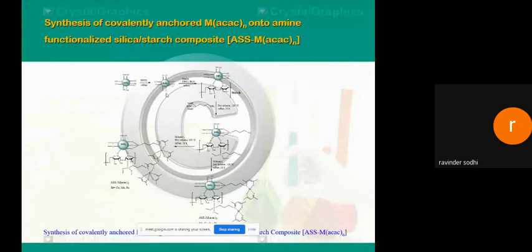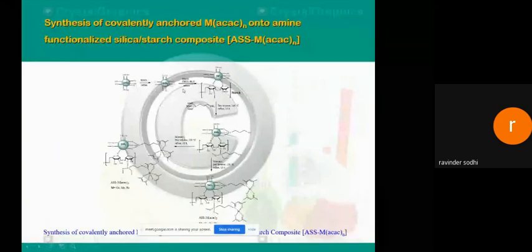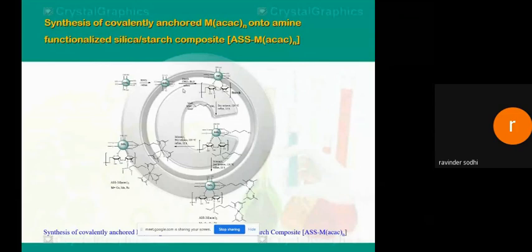The next step is the formation of the silica starch composite. We take silica chloride, and to this we add cornstarch and triethylamine using chloroform as a solvent. The reaction was refluxed for 10 hours, and then the mixture was filtered and dried in an oven at 120 degrees for 2 hours, resulting in the formation of this silica starch composite.